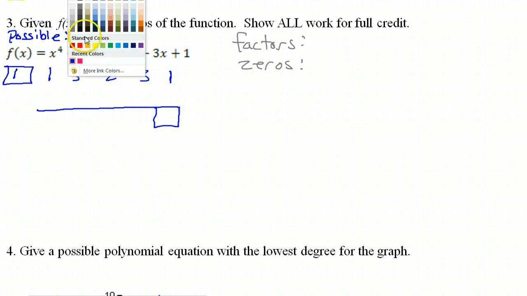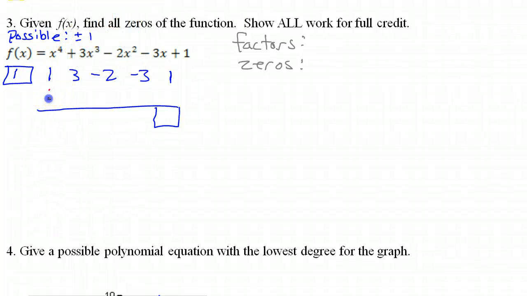Let's see this. That's 1. 1 times 1 is 1. That's 4. Times 1 is 4. That's 2. Times 1 is 2. That's -1. Times 1 is -1. Alright, so right away that works.